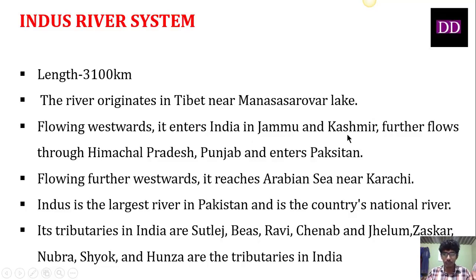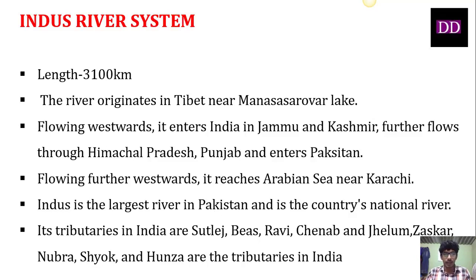The states the river flows through in India are Jammu and Kashmir, Himachal Pradesh and Punjab. These are the three states. Further it flows into Pakistan and reaches the Arabian Sea near Karachi. It is the largest river in Pakistan, and Pakistan's national river is Indus.